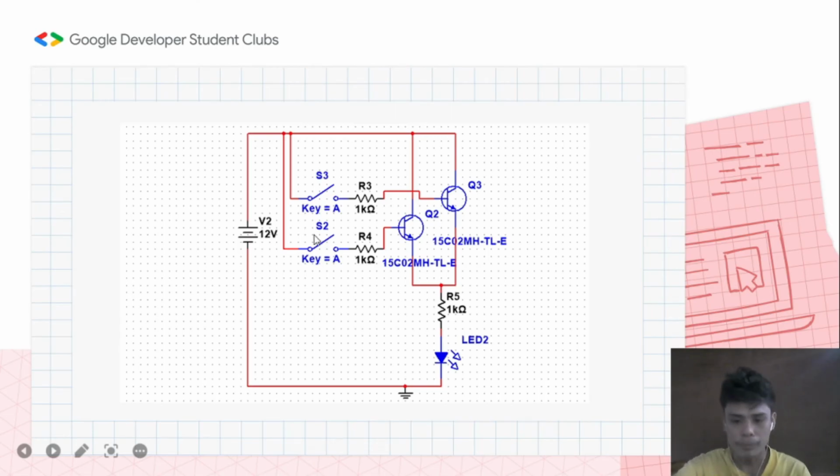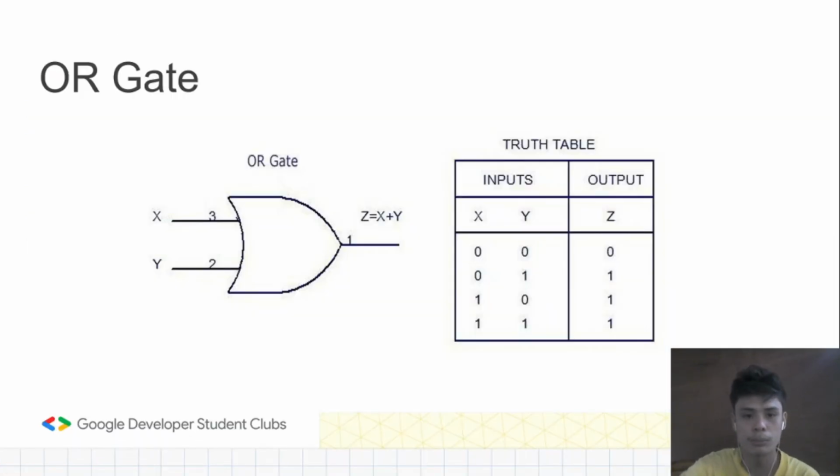So kani nga circuit, we call this circuit as an OR gate. So here is the symbol. And here kung tan-awon nato ang truth table, ma-off siya kung both sa atong x and y this time, both sa atong input is off, then atong output is off.